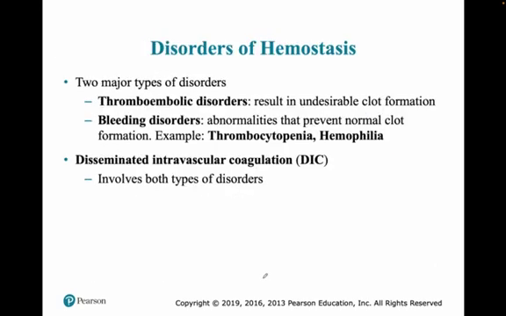Now, what are the disorders of hemostasis? It means that blood is not clotting properly, right? First of all, there is the thromboembolic disorder, meaning undesirable clot formation, where blood will clot wherever it is not required. The other type is that blood will not clot. This is particularly called hemophilia or thrombocytopenia.